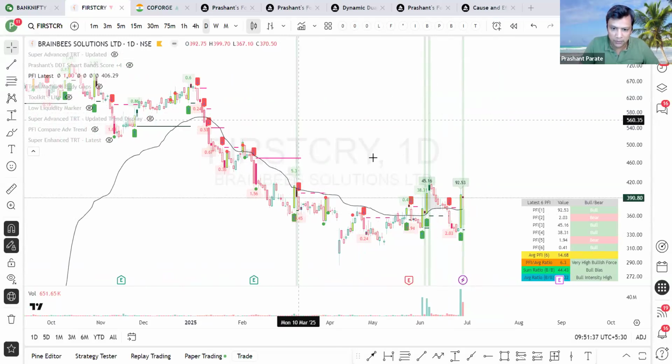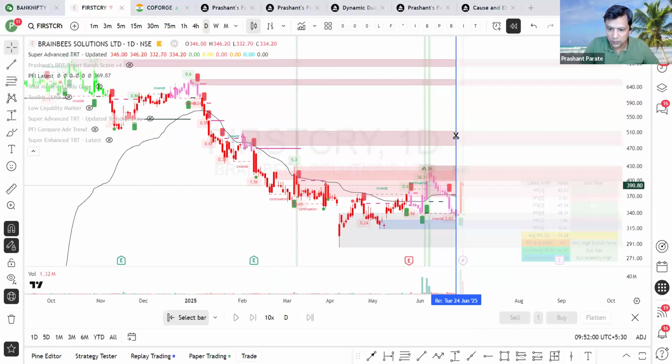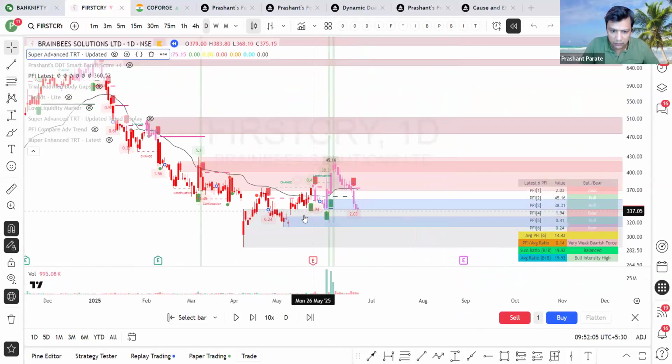We can see there was a rise in PFI here. There were two back-to-back strong buying PFI candles. And if you notice the color of TRT, it was still pink, and these zones were very close to each other. I will show it with bar replay. See, there is this buying area on top of two other buying areas.